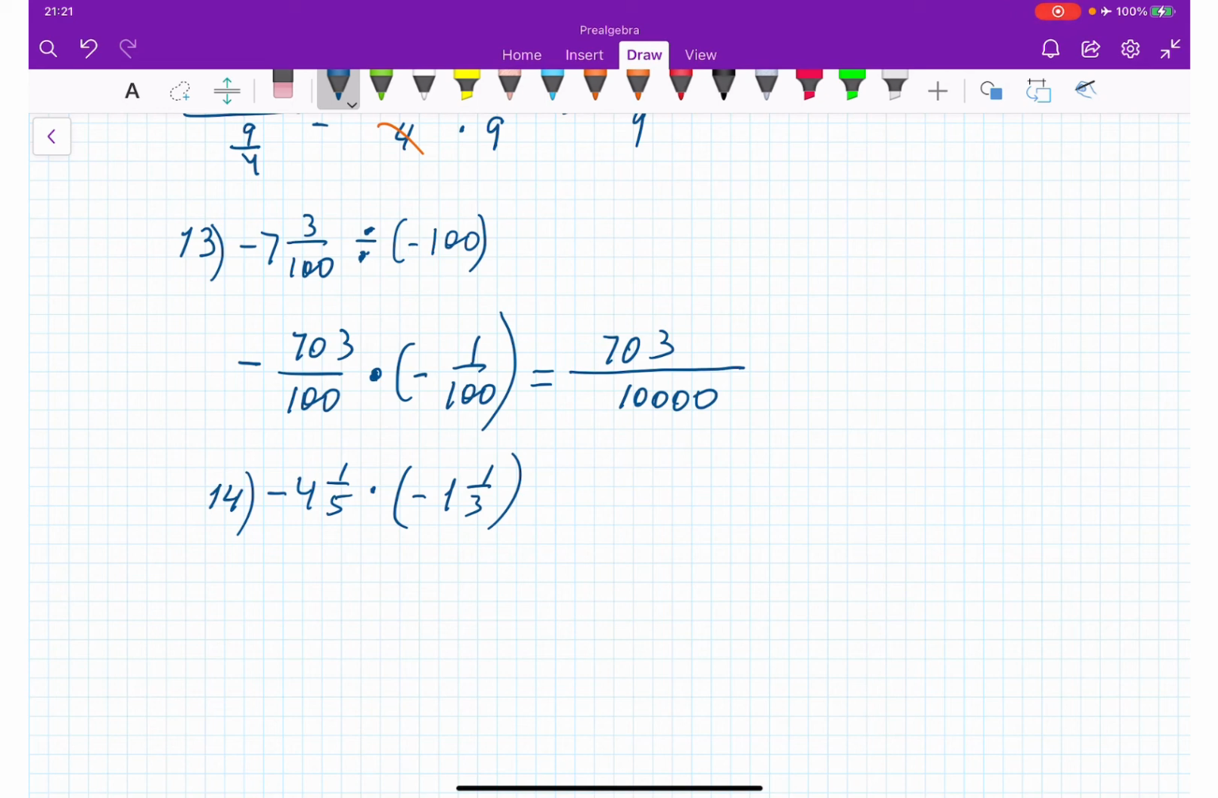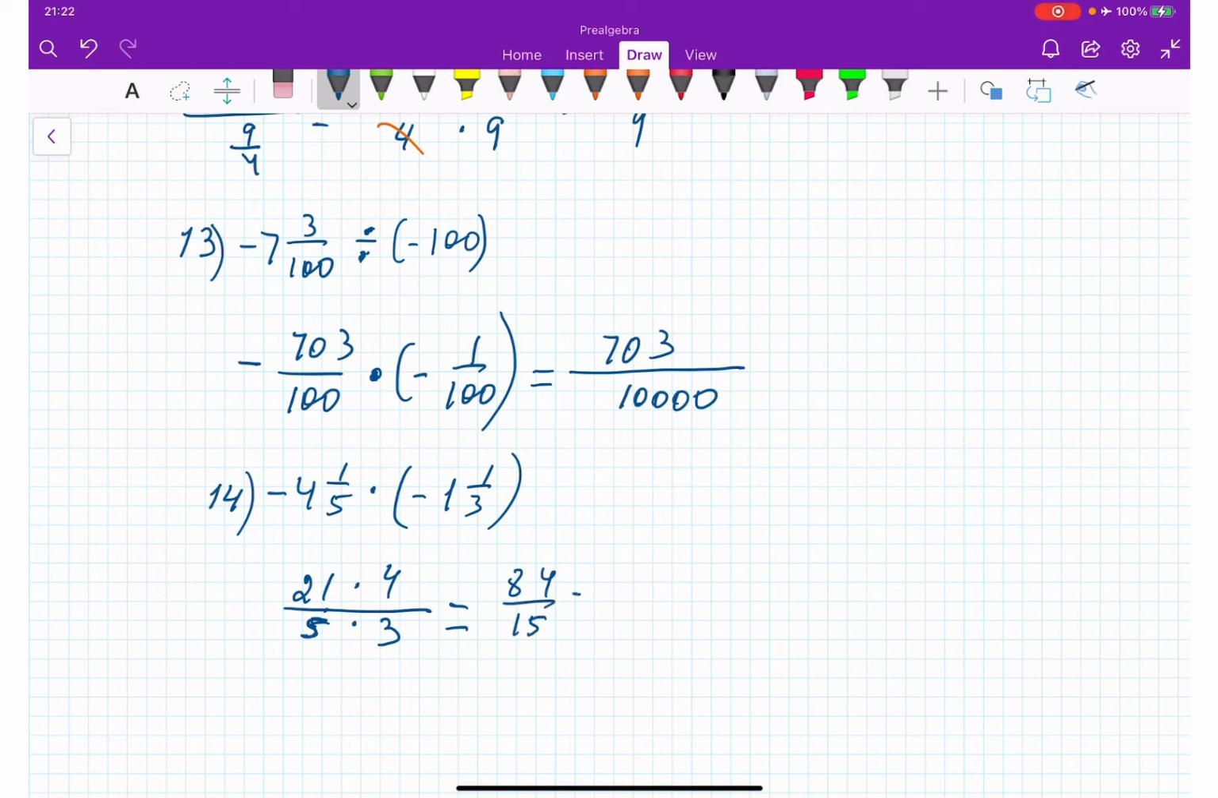4 and 1/5. So, if I convert into improper fraction, it's going to be 4 times 5 is 20, 20 plus 1 is 21. So, we have 21 over 5. And since we're multiplying, I'm not flipping anything. I just convert into improper fraction. 1 and 1/3, it's going to be 1 times 3 is 3, plus 1 is 4. 4 over 3. And the result is, we are getting 84 over 15.